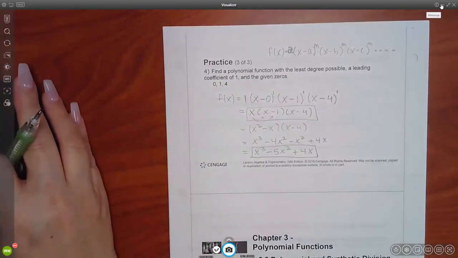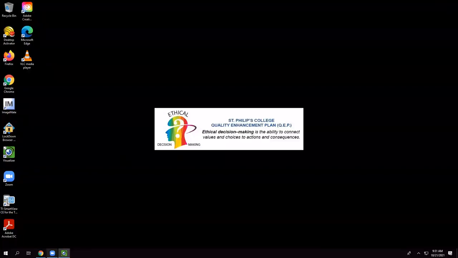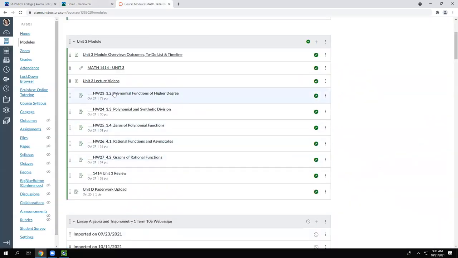I don't think we're gonna have time to go on to 3.3, but let's look at what, since I web assigned, just to see if there's anything really different. It might not take us that long on Monday.